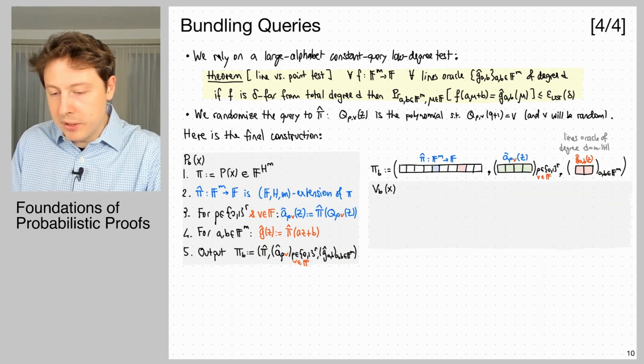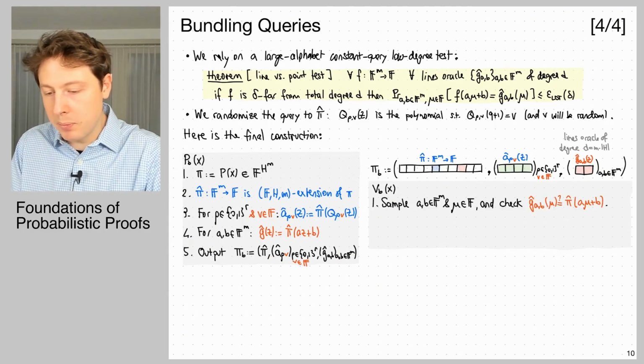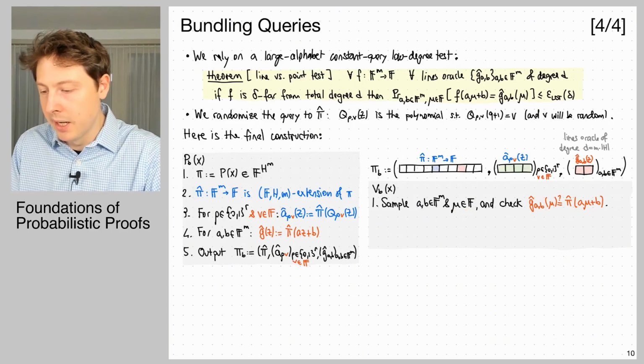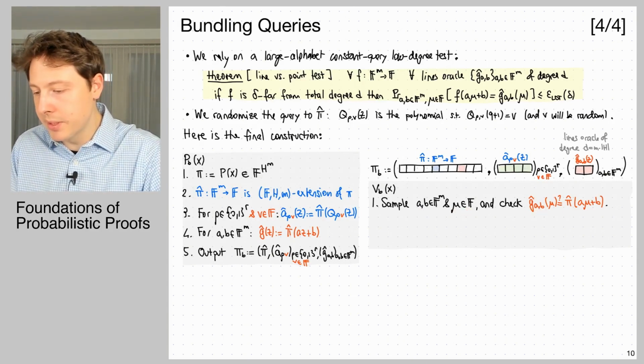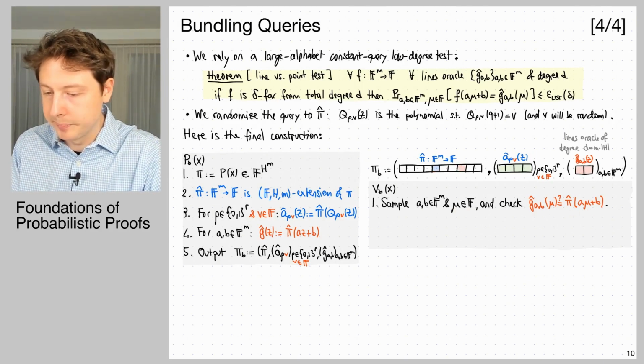And what will the verifier do? First it will run this test. So it will sample a random line and a random point on that line and check that the line at that point equals that point on the line with respect to pi hat, right? So this is kind of these queries over here.